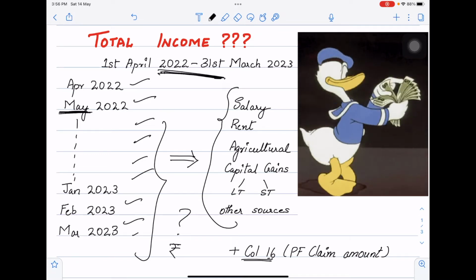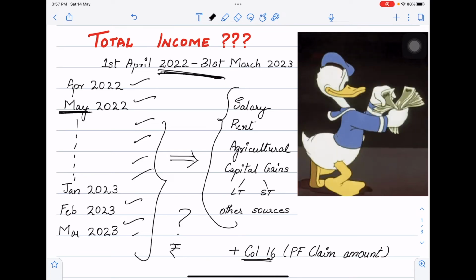So just remember, it is an estimation. The correct figure only has to be tabulated when you're filling your income tax forms, your ITR forms, at the end of the financial year. So you really don't have to worry about this amount being 100% accurate. It just needs to be a best guess, and that's it. That's how you calculate the total income in order to put it in column number 17 in the form 15G.